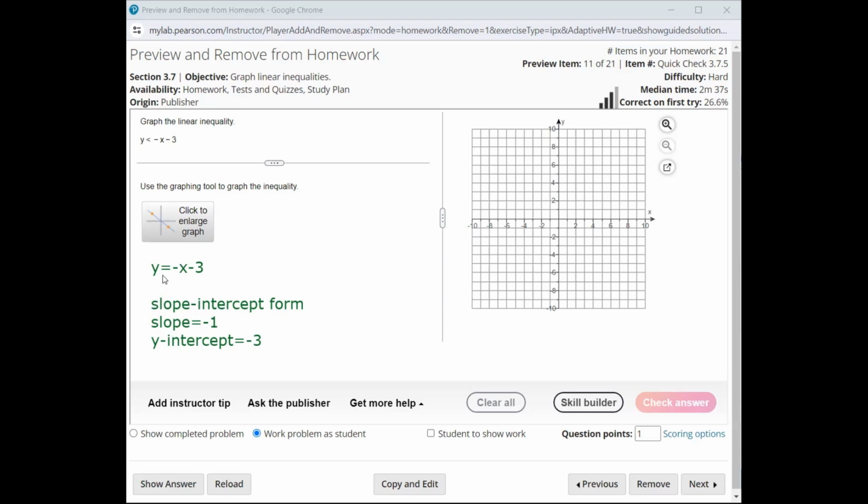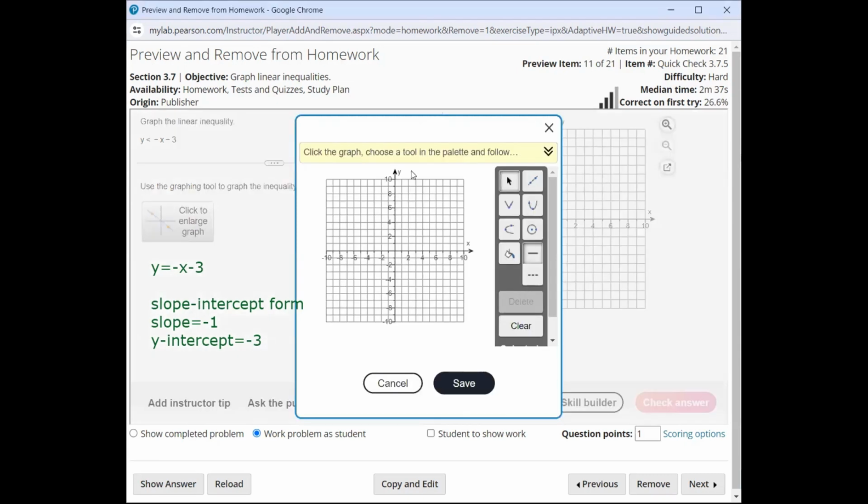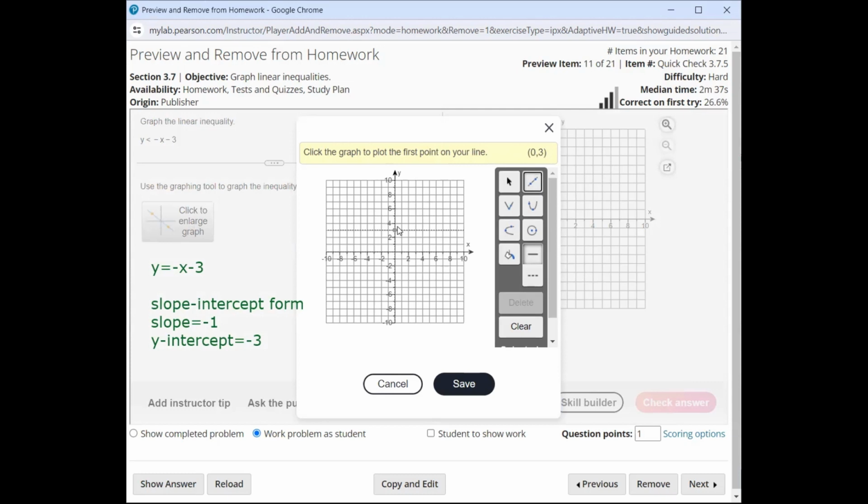This equation of the line is written in slope-intercept form, where the slope is the coefficient of x, which is negative 1, and the y-intercept is the constant added to the x term, which is negative 3. So we should draw a line that goes through 2 points. The first point is the y-intercept, which is negative 3 here.